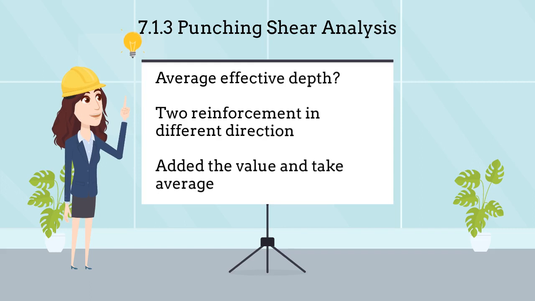For the effective depth d, we are talking about the average effective depth. But what does it mean by average? When we are adding the reinforcement, we would add in perpendicular directions because there will not be one direction with reinforcement. The average effective depth is adding two effective depths together in two directions and taking their average.